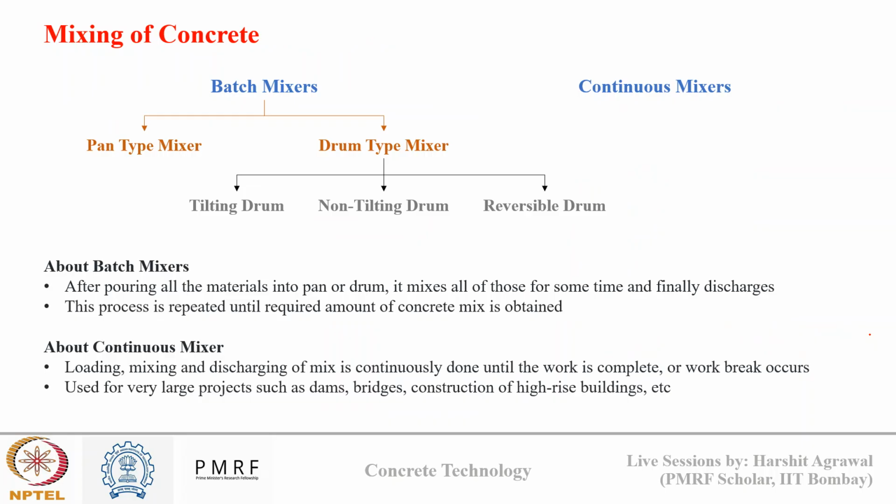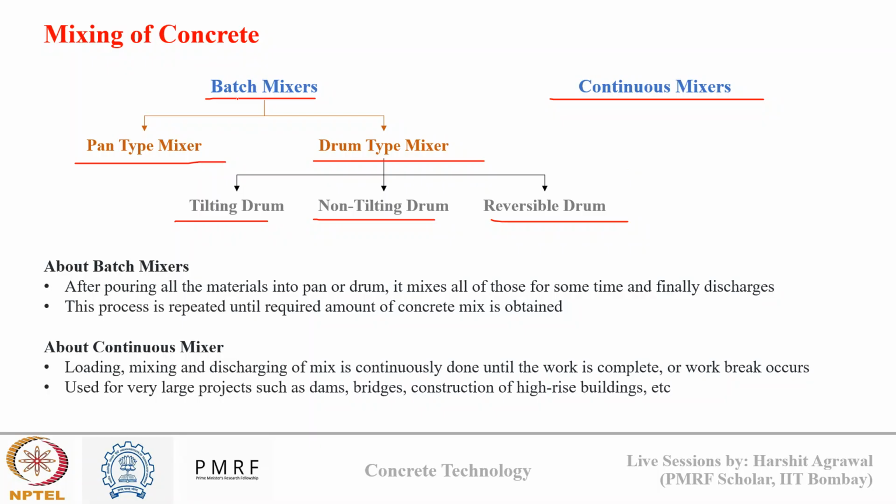Now, after batching is done, the next step is mixing of concrete. Okay, so for mixing concrete, there are two different types of concrete mixers, categorized in two domains: batch mixer and continuous mixer. Batch mixer again has two types: pan type mixer and drum type mixer. And in drum type mixer, we have tilting drum, non-tilting drum, and reversible drum. So you'll see all these types of mixer through images in the next slide.